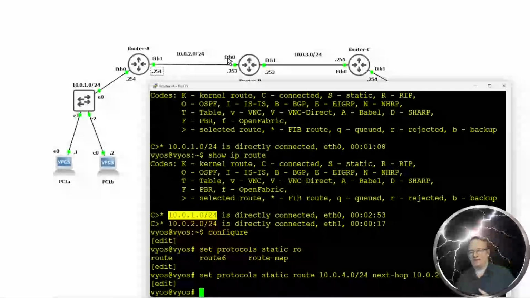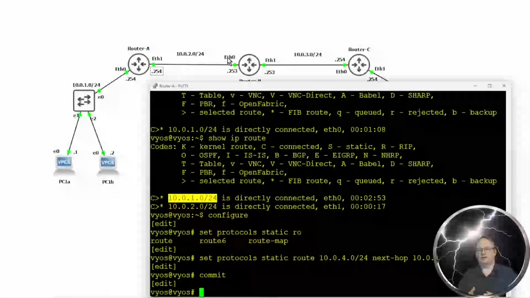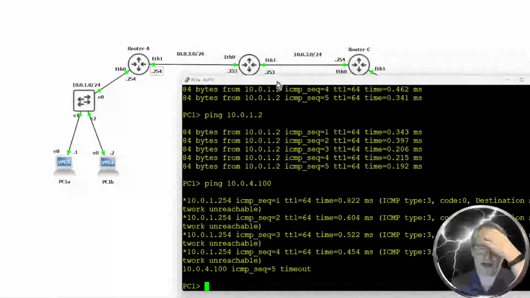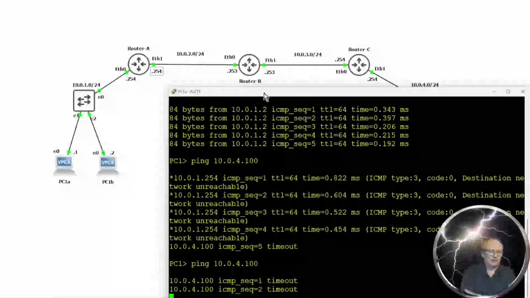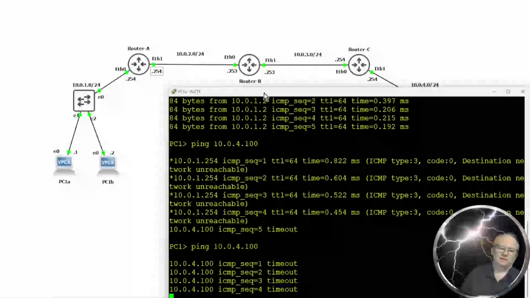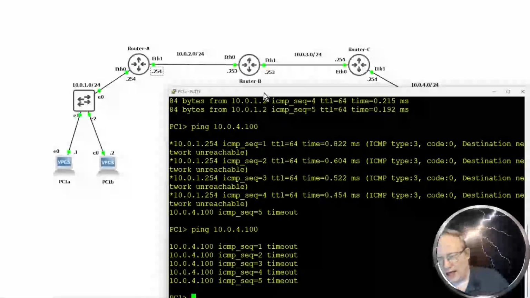So now that we have that, all I have to do is commit this change, and now the packet should get through router A. Also keep in mind that you must have a path there and a path back. When I go back to PC1A and ping 10.0.4.100 again, now I get a sequence timeout. This is what we normally get out of pings that are failing, because most routers out there will have a default gateway and it will always have a route to somewhere.